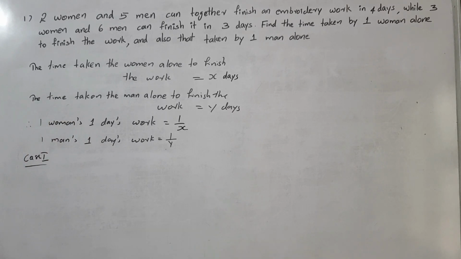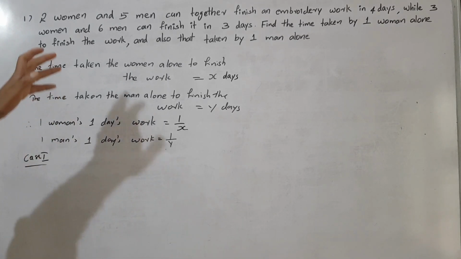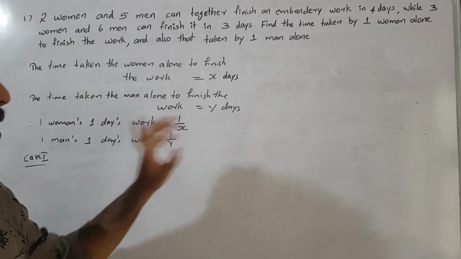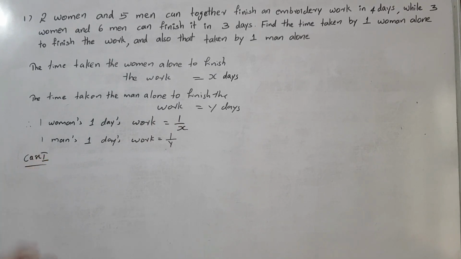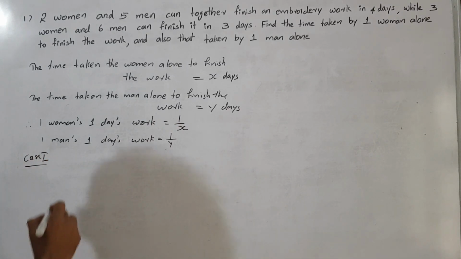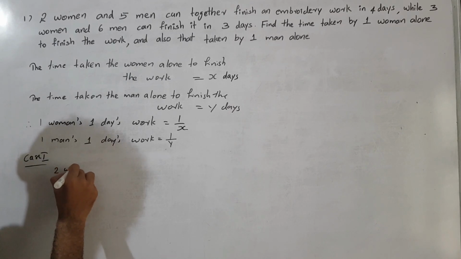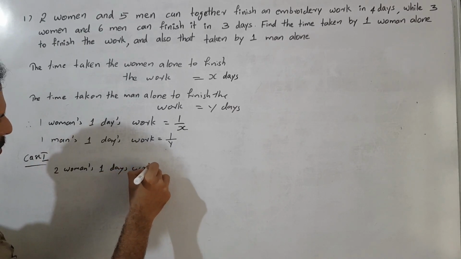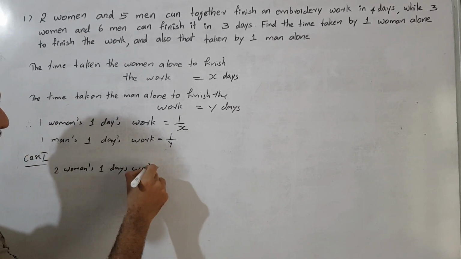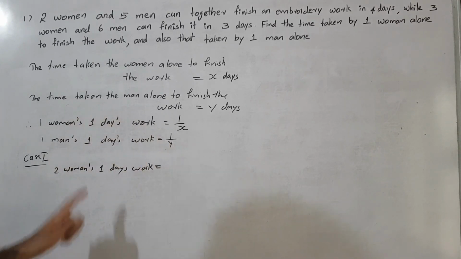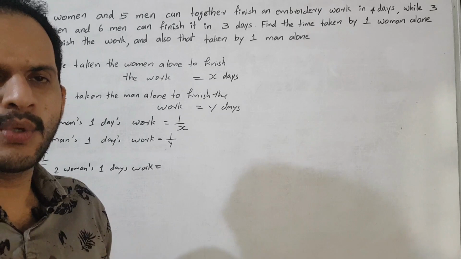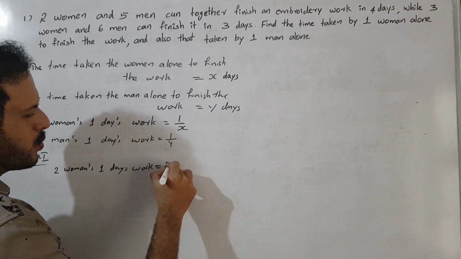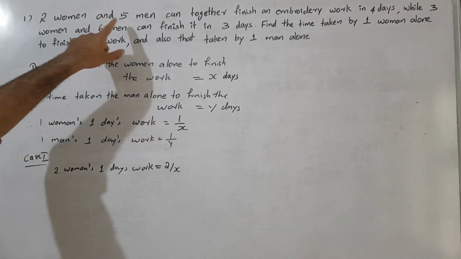In case first, how many women are doing the work? 2 women and 5 men. One woman's 1 day's work is 1/x. What is the work amount of 2 women? Therefore 2 women's 1 day's work is equal to 2 into 1 by x. 2 into 1 by x is 2 by x. Correct? How many men? 5 men.